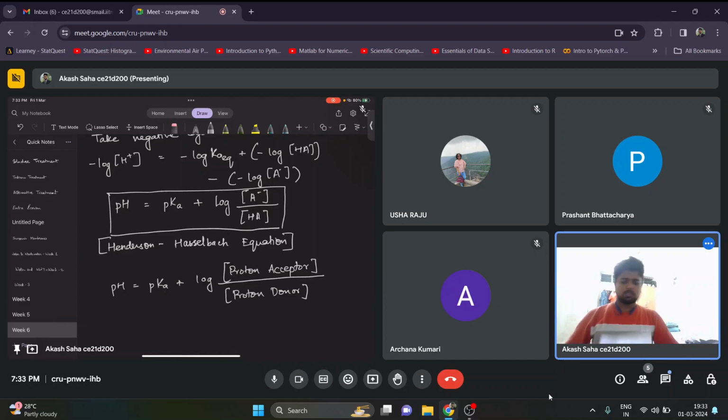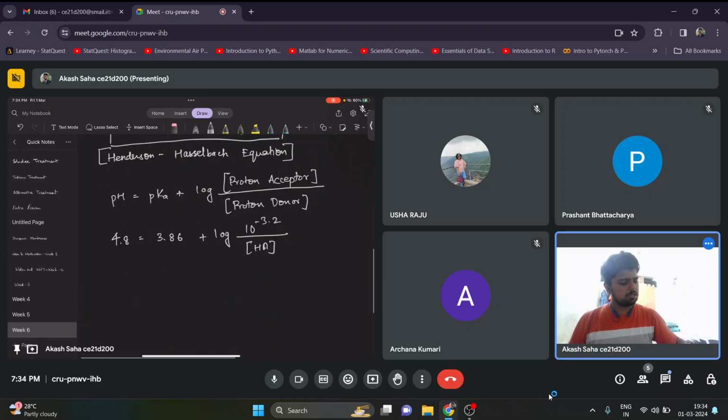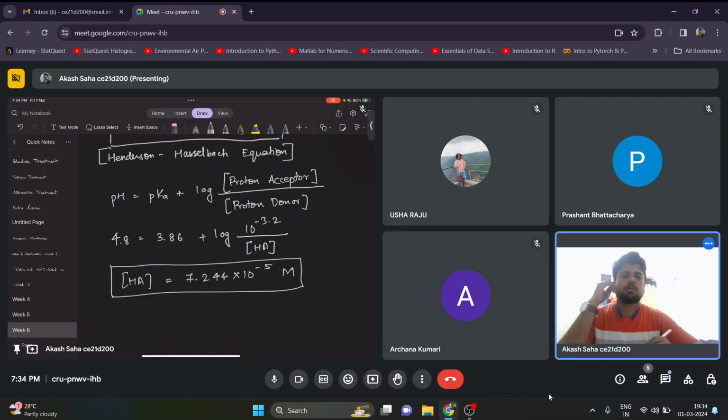What was the problem? So here in the problem, the pH value is given as 4.8. The pKa value was given as 3.86. So it will be plus log of, now the concentration of A minus is given as 10 raised to power minus 3.2, and HA is not known. Okay. So my HA concentration will be equal to 7.244 into 10 to the power minus 5 molar. So I hope it is clear to all of you.